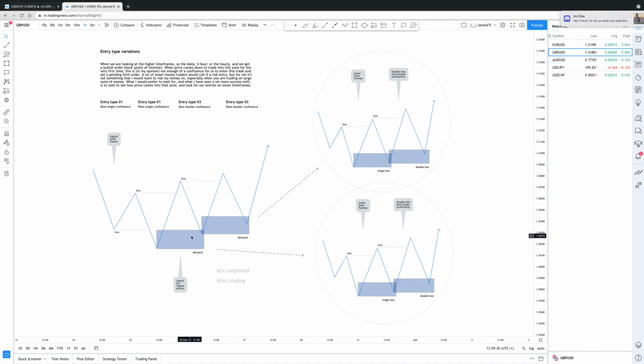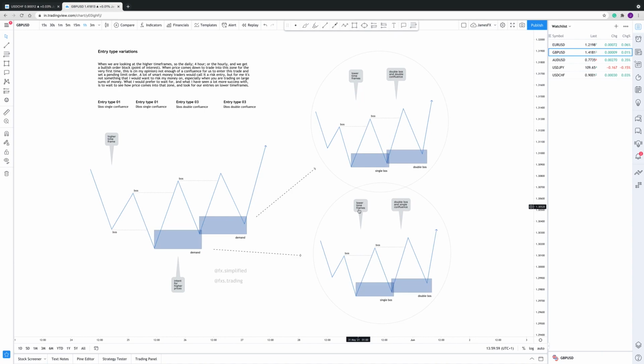So if we get into the different types of entries, you can see once we broke structure here, we have this as our first demand level. So we're looking for longs within this demand level here. Now this on a lower time frame would look something like this. So this is going to be our lower time frame. For me, I execute trades on a 1-minute time frame, and sometimes I go down to the 30-second, but we're going to stick to the 1 minute.